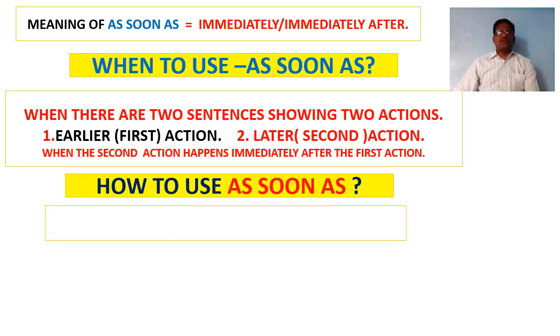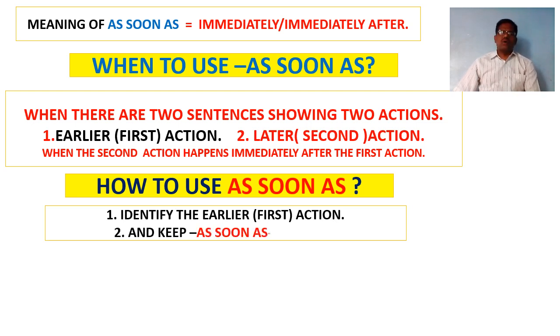There are two important rules that guide us. One is, first we have to identify the earlier action out of the two given sentences, and next we have to keep as soon as before that earlier action. These are the two important rules that guide us.